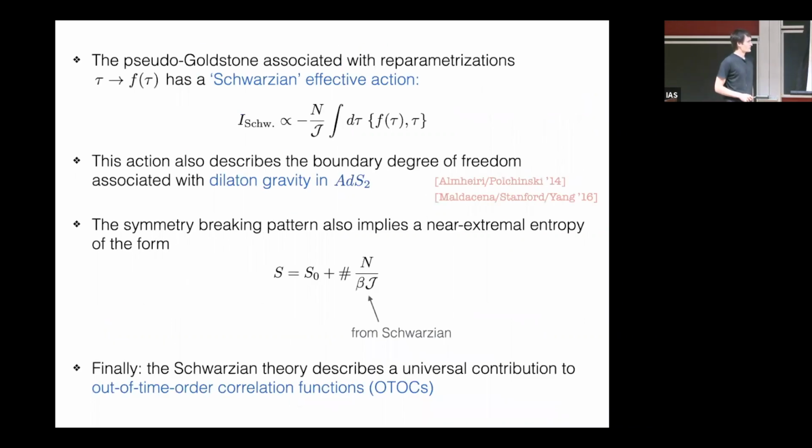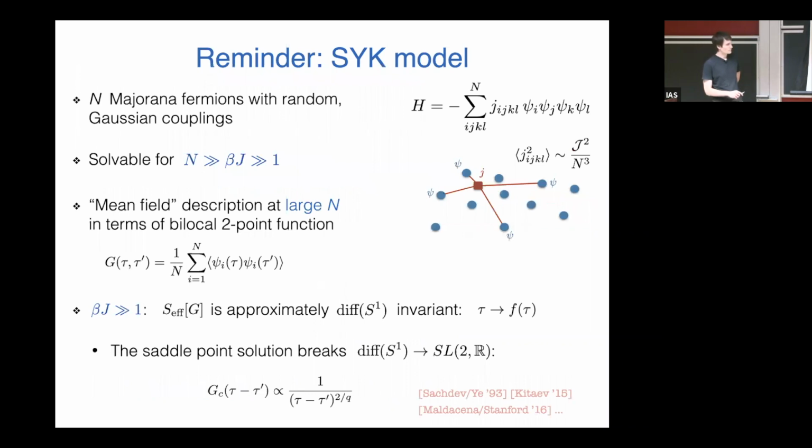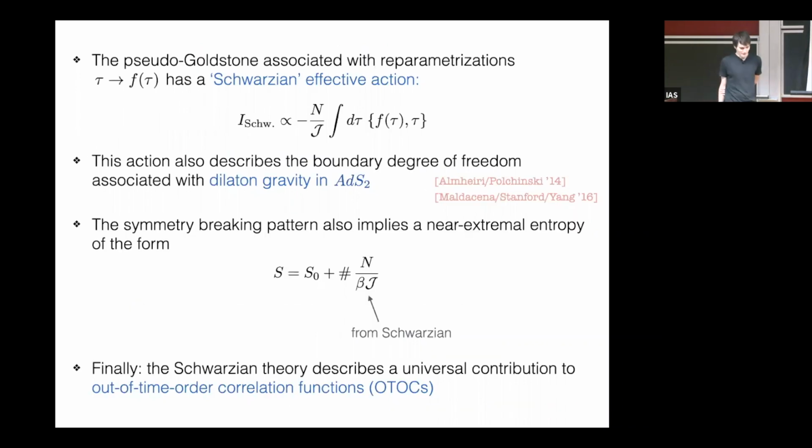Because this symmetry is spontaneously broken, you can do these reparametrizations, and they cost a little bit of action. The action is the Schwarzian action that you've probably all seen, that describes the fluctuations of this reparametrization mode, and provides an effective theory of the low temperature dynamics in this particular limit of the model. It has attracted a lot of attention because it also shows up as the boundary description of a particular type of dilaton gravity in ADS2.